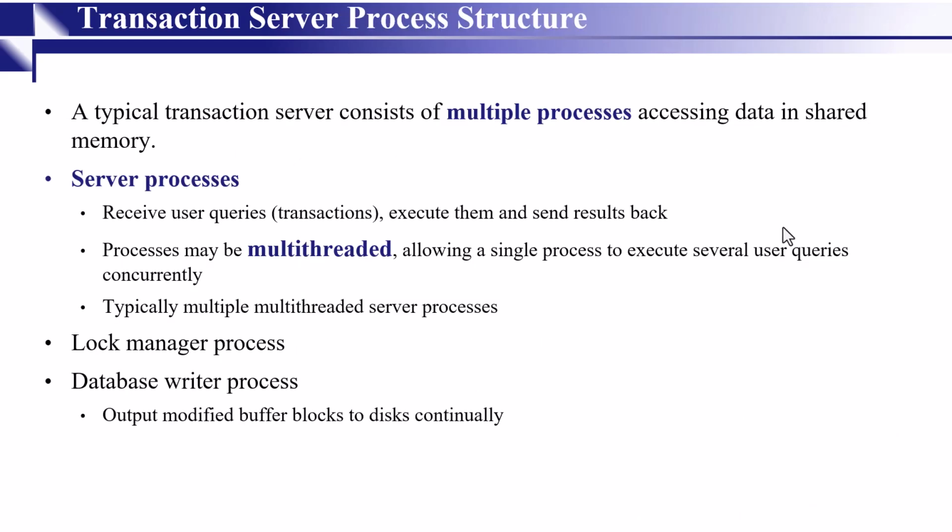Inside the transaction server, multiple processes collaborate. When we say multiple processes, again, a process is simply an executing program. Server processes receive and execute queries, often multi-threaded, to handle several tasks at once. Imagine processing 10 customer orders at the same time. Then in here we say thread. A thread is the basic unit to which the operating system allocates processor time to execute it.